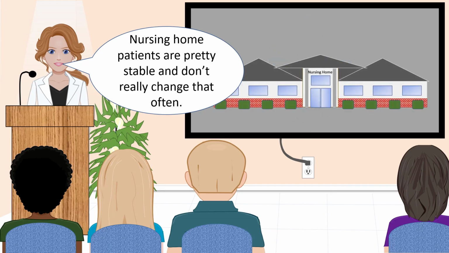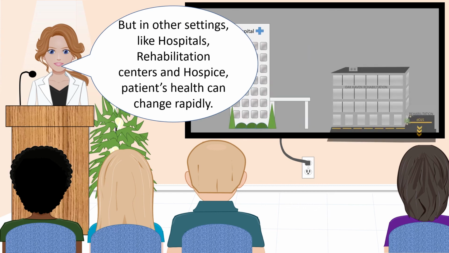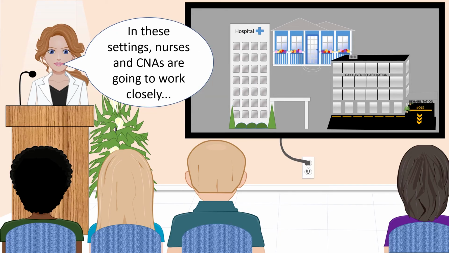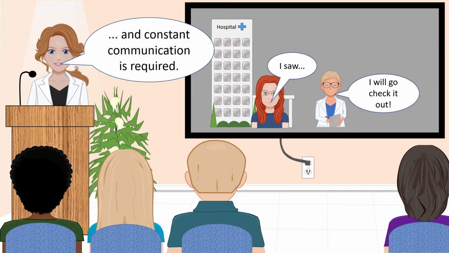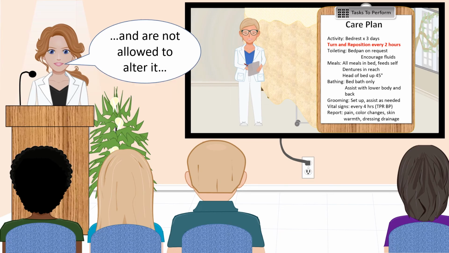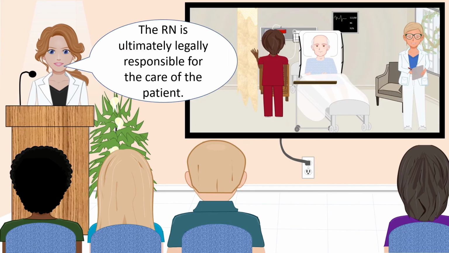Nursing home patients are pretty stable and don't really change all that often. That's pretty common for long-term care facilities, like nursing homes and ALFs and even home care. But in other settings, like hospitals, rehabilitation centers, and hospice, patients' health can change rapidly. In those settings, nurses and CNAs are going to work closely, and constant communication is required. Since CNAs must follow the care plan and are not allowed to alter it, they can't solve problems. The RN is ultimately legally responsible for the care of that patient.